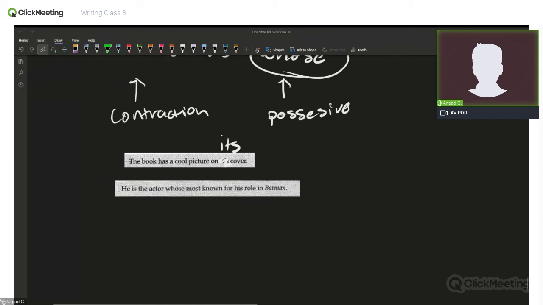All right. Can you guys tell me what's wrong with this? Ryan, that you don't need a contraction there. That's actually useless. So he is the actor whose most known for his role in Batman. He possesses that. It doesn't make sense when you say whose role. Instead, change it to who is most known for their role. So we're going to use a contraction. Who is is correct. So this is going to be who is.